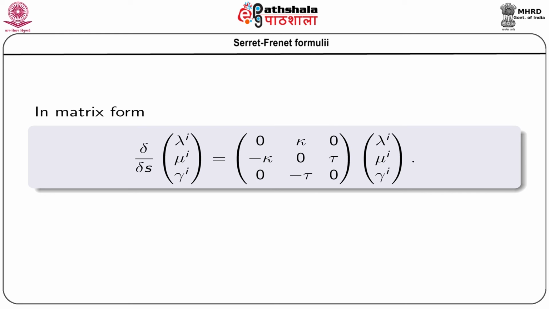In matrix form, the Serret-Frenet formulae can be expressed as ∂/∂s of (λ_i, μ_i, γ_i) equals the matrix with rows (0, κ, 0), (minus κ, 0, τ), (0, minus τ, 0) multiplied by (λ_i, μ_i, γ_i). So the transformation matrix is a skew symmetric matrix. Thus, we can say that the Serret-Frenet formulae give us the skewness of the curve.